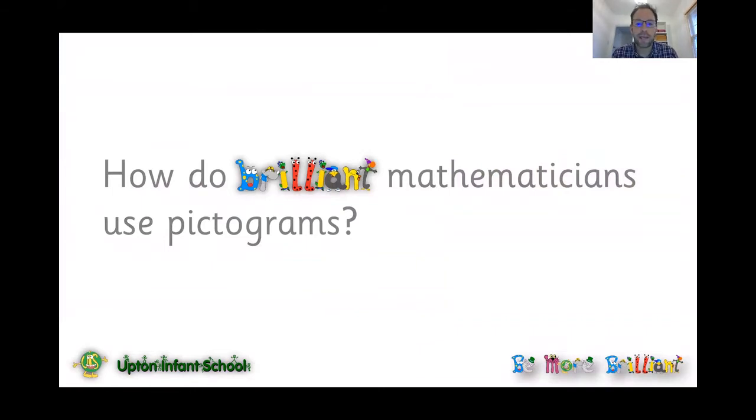Now, today, our question is, how do brilliant mathematicians use pictograms? We'll be finding out in a little bit what pictograms are. But let's just go back in time for a moment and think back to yesterday's lesson. If you remember yesterday, we were looking at tally charts and we're going to have a quick look at them now just to remind ourselves what tally charts are.